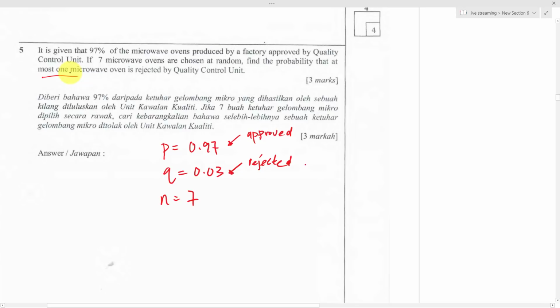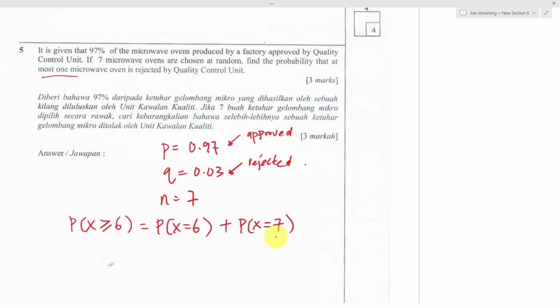If maximum 1 will be rejected means what? Means you need to approve 6 or beyond, right? So I will say X must be bigger or equals to 6. That means X equals to 6 plus X equals to 7. When X equals to 6 over here, because I have 7 over, right?